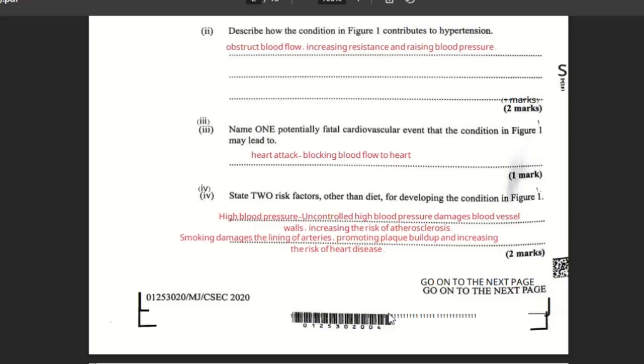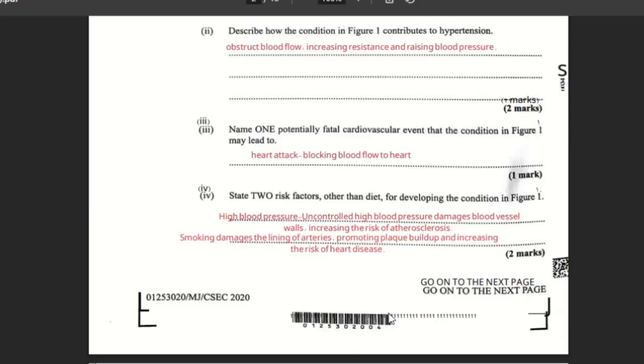So if somebody already has high blood pressure, right? Let's just say that they don't have this disease, but they have high blood pressure. The fact that they have high blood pressure is kind of like a risk factor, right? So it increases their risk of developing the condition.